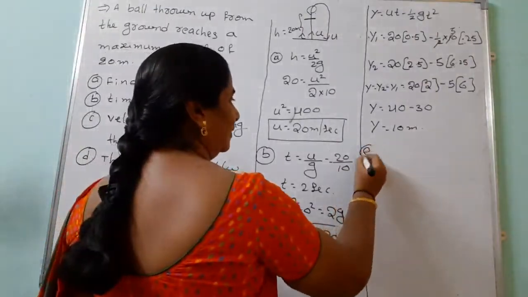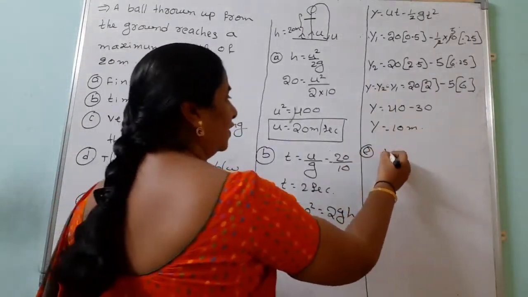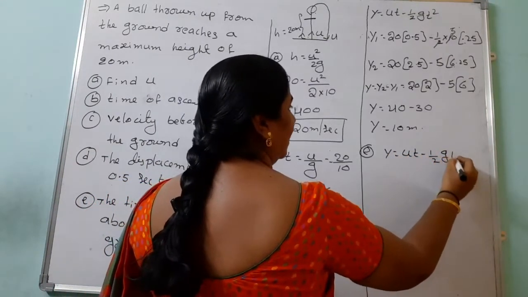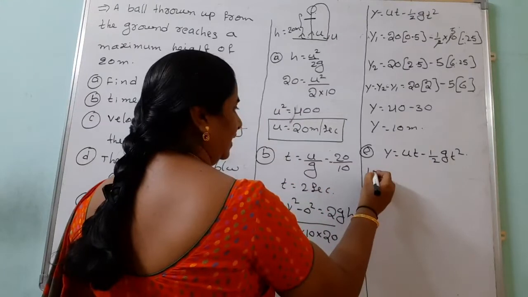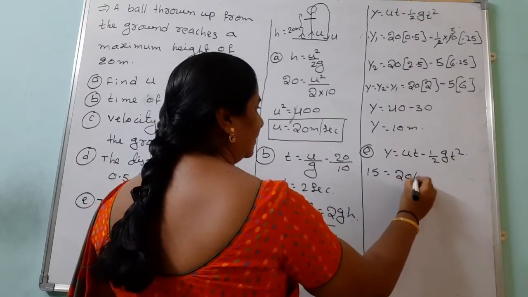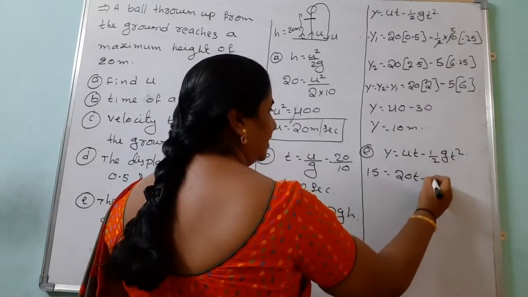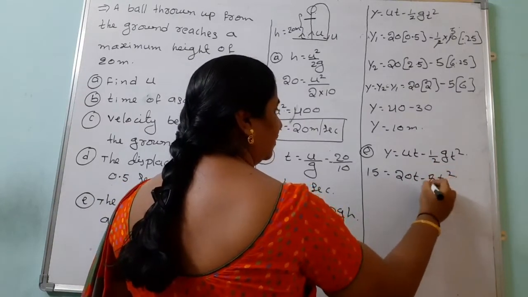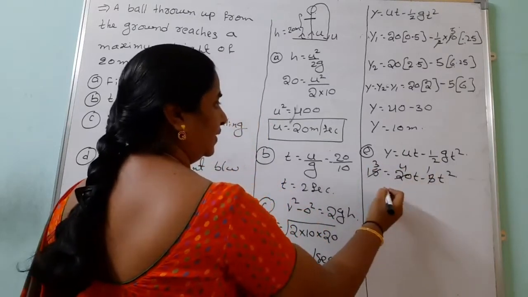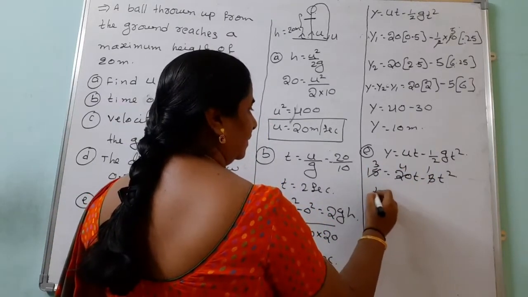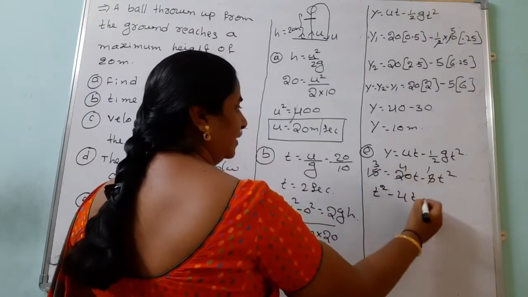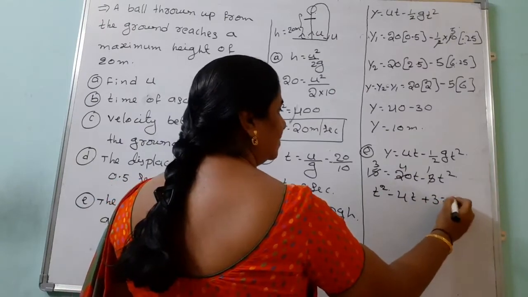We are doing the same formula, taking y equals ut minus half g t square, but instead of y, we are writing 15. The u value is 20. So 20t minus half g, that is 5, into t square. Dividing by 5, we should write t square minus 4t plus 3 equals 0.